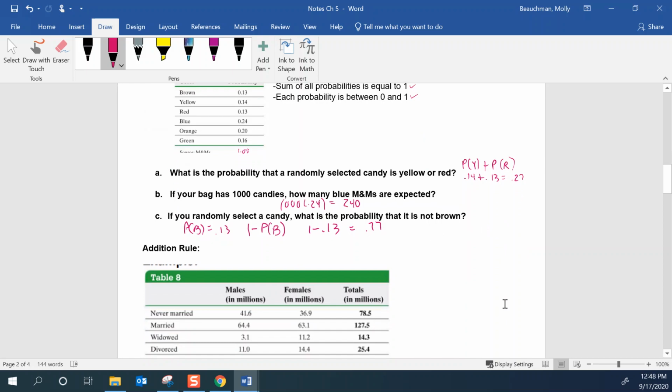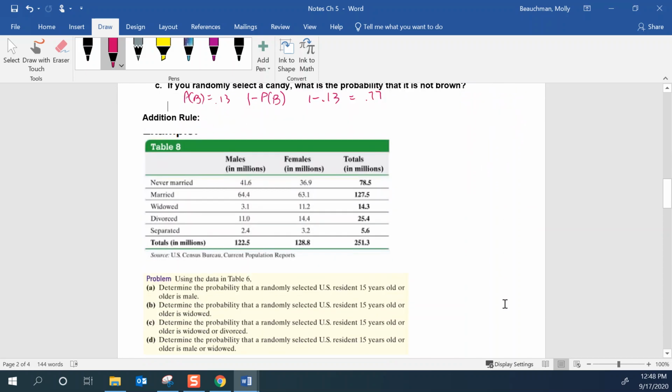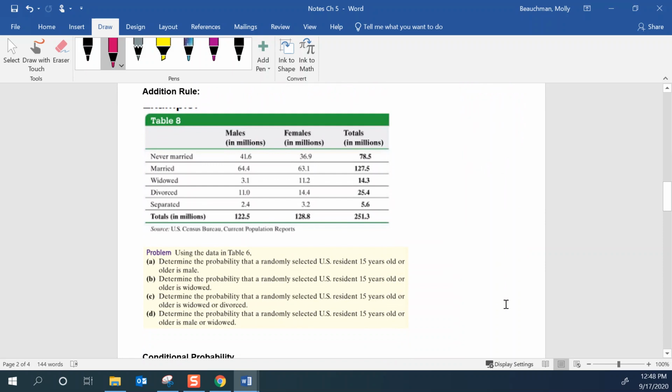The next example that we'll take a look at, and what we're going to focus on in statistics, is more about data that we've collected that is qualitative data, stored in two-way tables. A two-way table is a table that relates two items. In this particular table, we've got male, female, and total in millions, and we've got never married, married, widowed, divorced, separated. So then we have marital status. This table relates marital status to male and female.